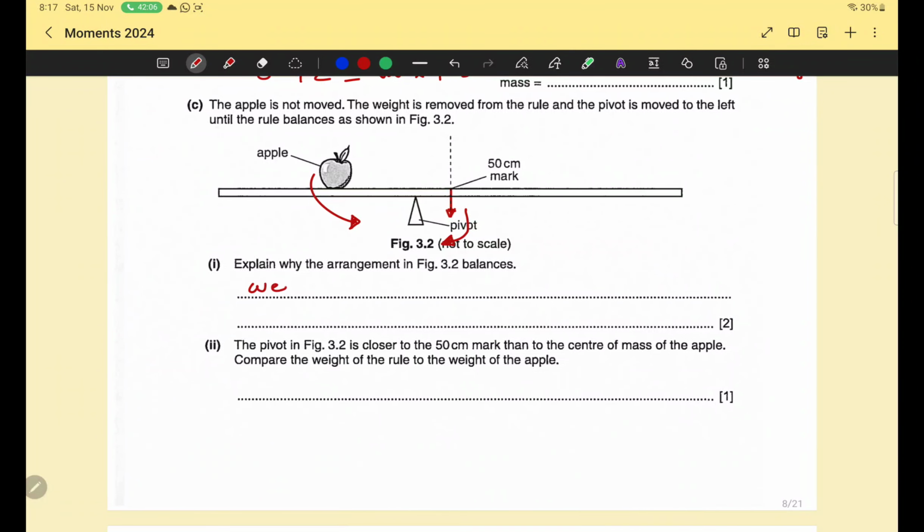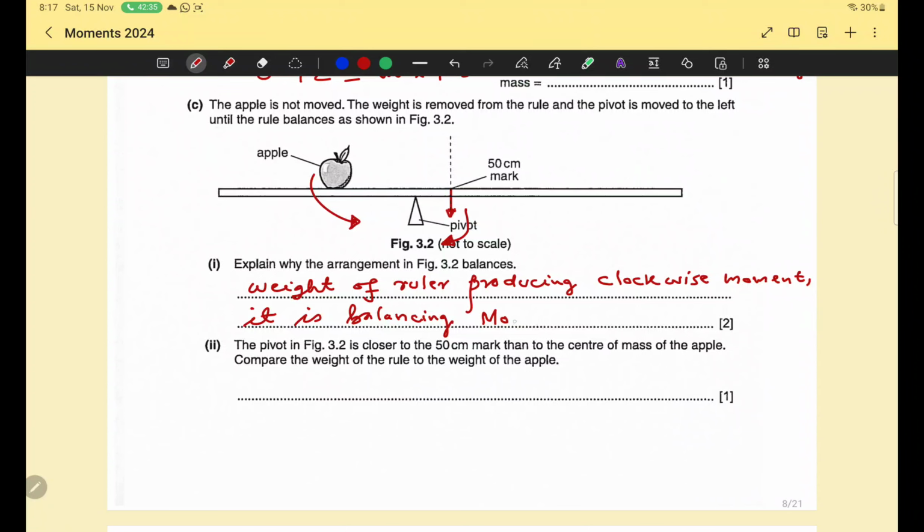The weight of ruler producing clockwise movement. It is balancing movement of apple, movement of weight of apple.